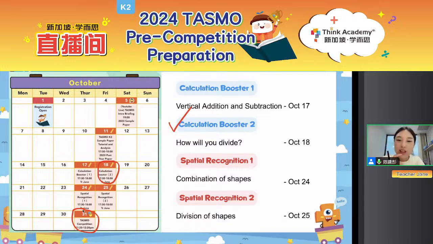Also, next week, we will learn something more about 2D and 3D shapes. And in daily life, probably you also develop your logical reasoning well, right? So that is all for the contents about computation. Today is already Friday, so next week we will have 2 more lessons about special recognition. And after today's lesson, Teacher Jane will send you the sample paper for this year's TASMO, that is the sample paper for 2024 TASMO.